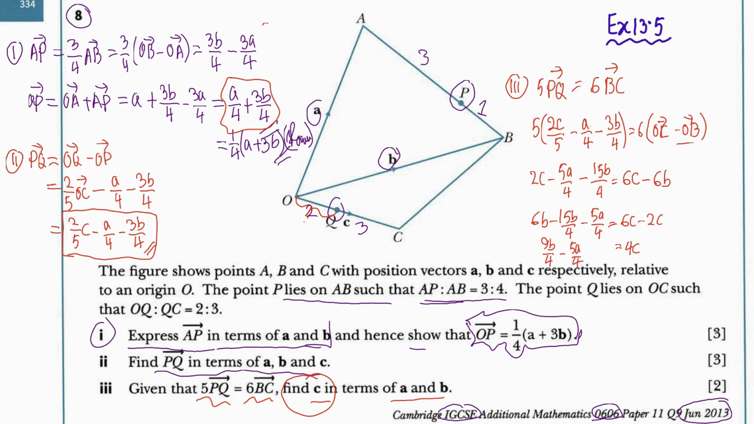Our target is to make c the subject. Then we have to divide by 4 on both sides, which gives us 9b/16 minus 5a/16. And this is our final answer, c in terms of b and a. Hope you understood this question.